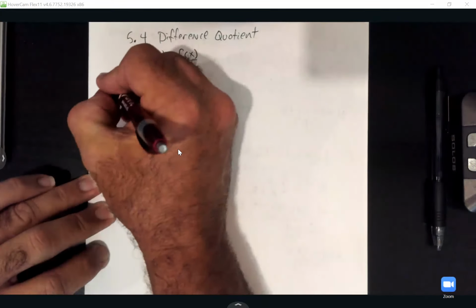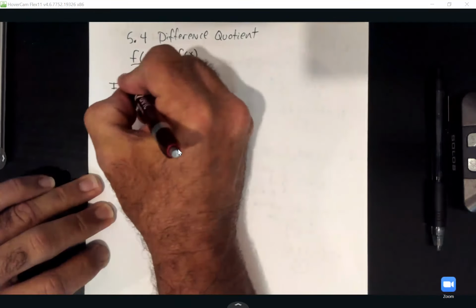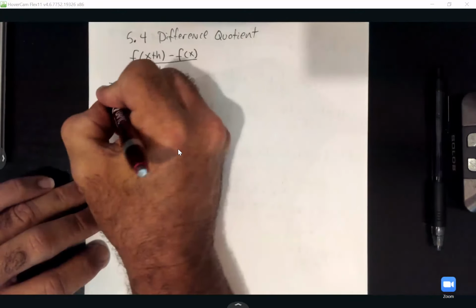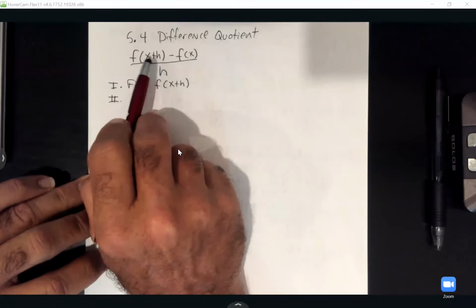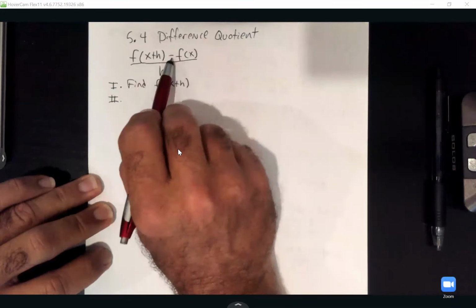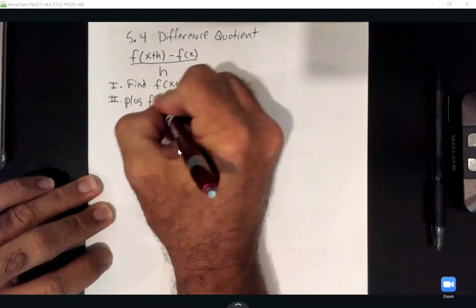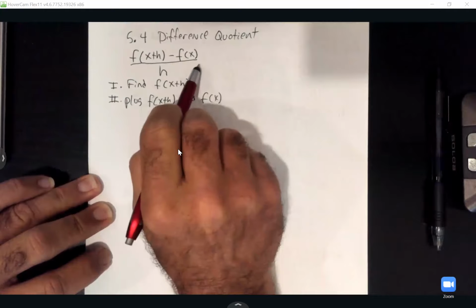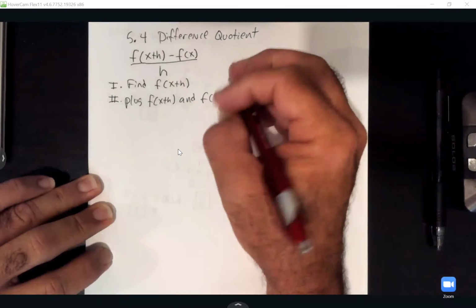So the first thing you do to this problem is we find f of x plus h. Once I find my f of x plus h, I'm going to plug that into the formula. So plug f of x plus h and f of x. Then they'll give us f of x. So we'll plug f of x plus h and f of x into the formula.